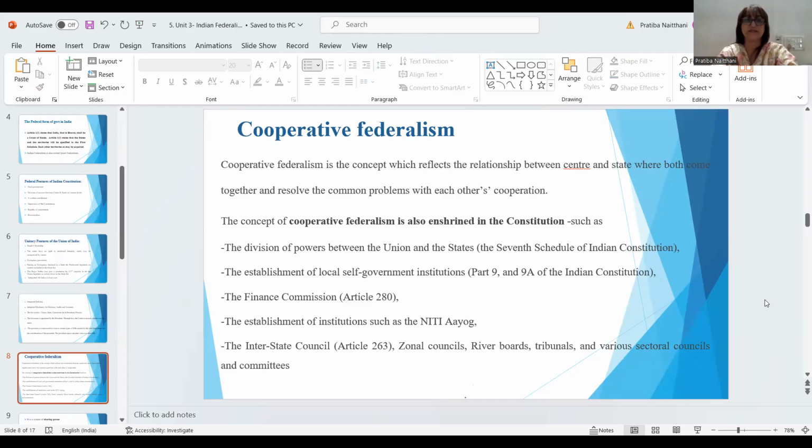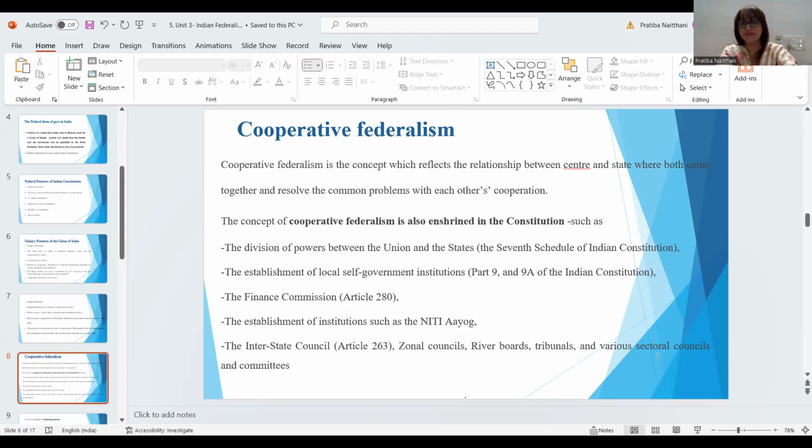As the word says, a federalism where there is better cooperation between the center and the state. Now, it's not something new. It is not that we have invented the solution. The framers of our constitution themselves had made provisions which reflected this cooperative federalism. For example, the division of power between the union and the state under the 7th schedule. It's not that all the powers were given to the center and then randomly the center started giving power to the states. Very systematically, powers were divided between the center and the state.